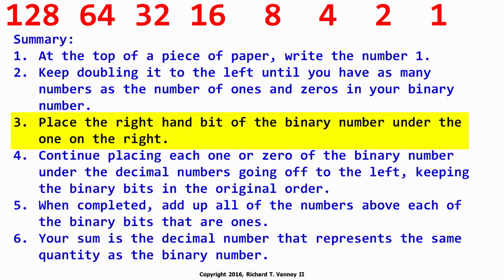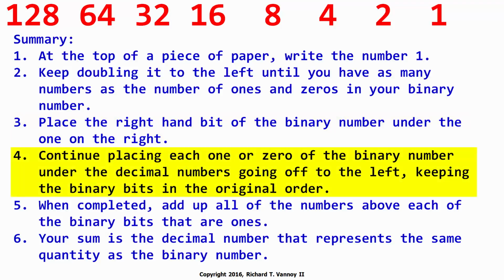Step 3, place the right-hand bit, and that's important. Got to be the right-hand bit, not the left-hand. Place the right-hand bit of the binary number under the 1 on the right, up at the top of the page. Continue placing, step 4, each 1 or 0 of the binary number under the decimal numbers going off to the left. Keep the bits in their original order. When you read the numbers back underneath these red numbers at the top, the 1s and 0s should be the same sequence that you were reading when you put them up there.